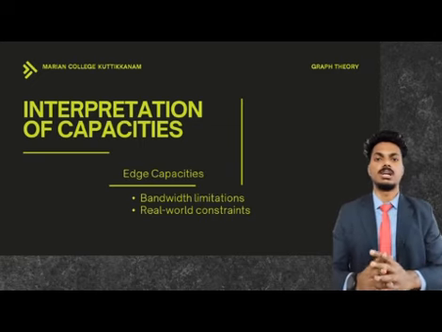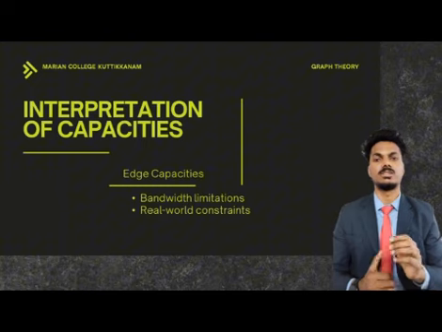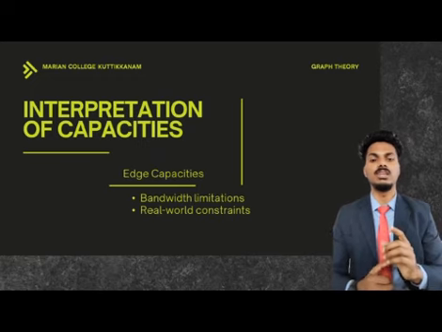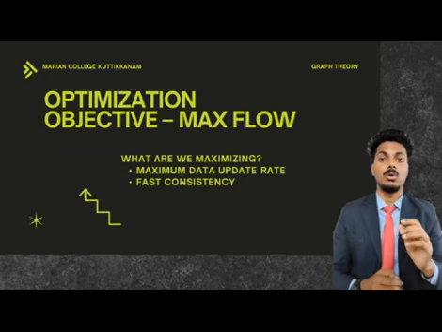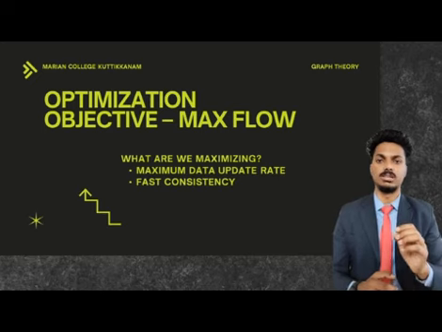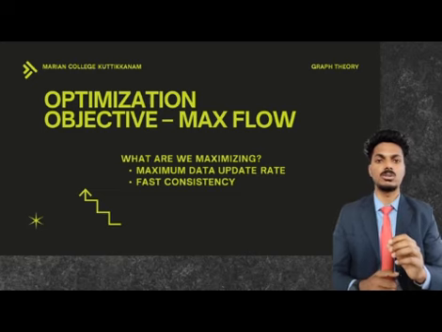And each edge has a capacity value which indicates the maximum data transfer rate. These capacities act as constraints in the OR model. Even if one link is fast, the overall system speed is limited by the weakest links. Here, the goal is to find the maximum flow from source to sink. This represents the highest possible rate at which updates can be replicated across all servers without exceeding any bandwidth limit.